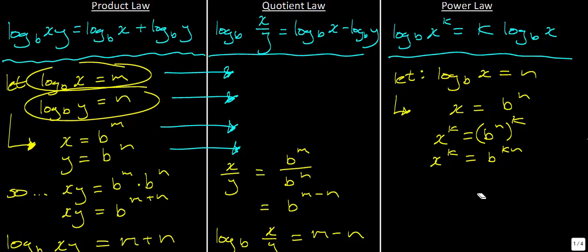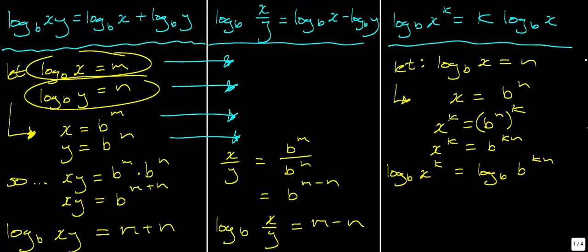Next, what I'll do is take the log base b of each side. So this becomes log base b of x to the power of k is equal to log base b of b to the power of kn. And this uses the rule that we explored in our previous lesson. If you recall what's going to happen right here, this side is just going to stay the same. But when you have log base b of b raised to a power, with that same base, it's just equal to the power. So that would just be kn, like so.